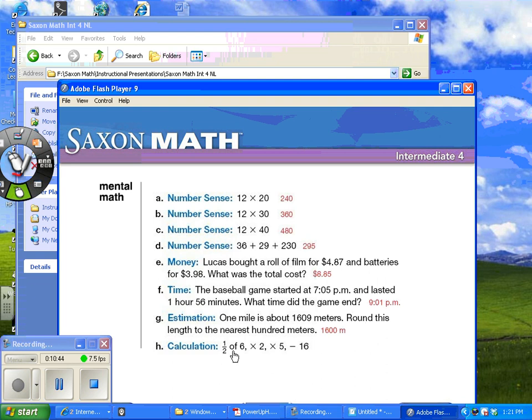Here we go. Calculation. Half of 6 is 3 times 2 is 6 times 5 is 30. Subtract, if this were 15, the answer would be 15, but we're taking away one more, so that's 14.